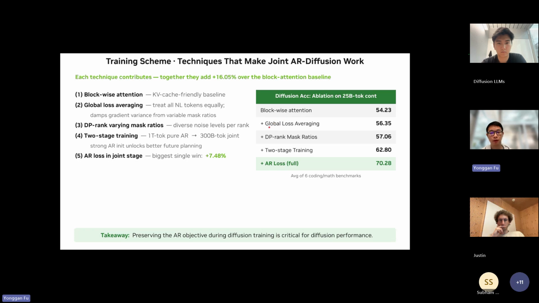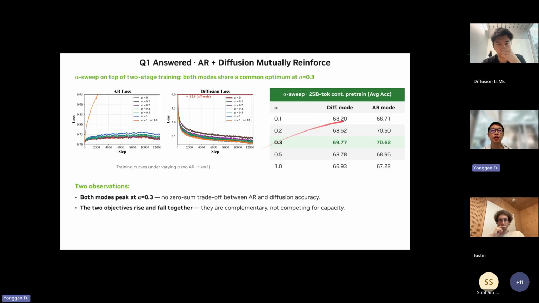So it seems that if we want to ensure good diffusion performance, we always want to maintain the AR ability of the model. Also, you can see in this table we do an ablation of the weight coefficient, alpha, shown in the previous equation. Generally, when we vary alpha, you can see both AR and diffusion accuracy peak at the same alpha. So this is not a zero-sum trade-off between AR and diffusion. They actually peak at the same time, and the two objectives rise and fall together. This indicates that they are complementary instead of competing for capacity in the same model.